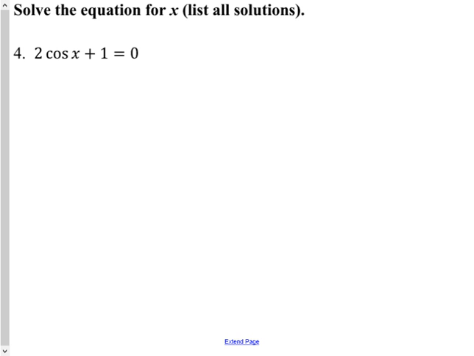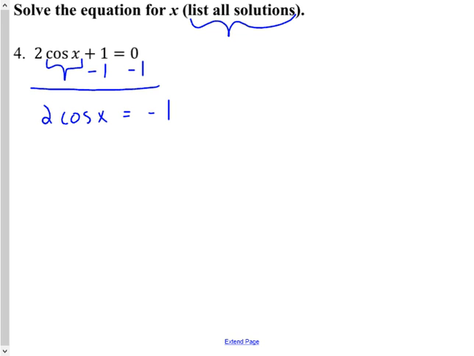Next, solve this equation for x, list all solutions. Now this adds quite a few answers here. So starting off, how this is going to work is you're going to solve for cosine of x equals a value, right? And we're just going to do the general opposite of PEMDAS, so subtracting from both sides to get 2 cosine of x is minus 1. And now I want just cosine of x, so dividing by 2 on both sides. And now I'm left with, where does cosine of x equal negative half?